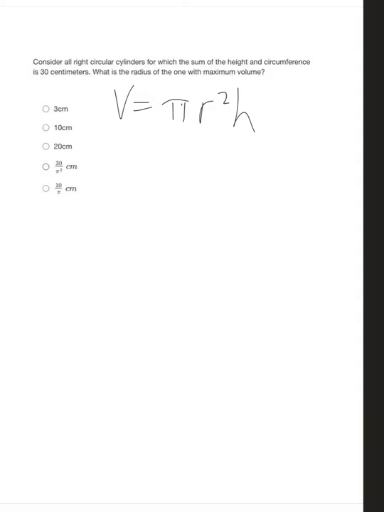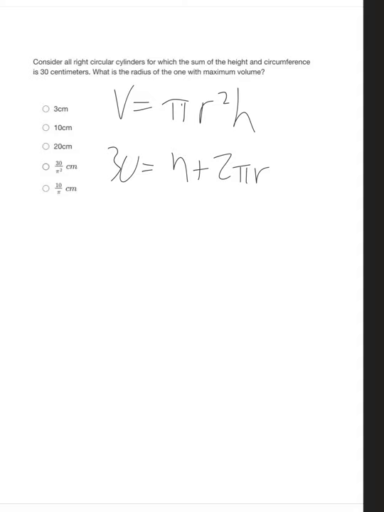I have to optimize. Once again, I have too many input variables. I have an R and an H, not allowed. In the problem, though, it says the sum of the height and the circumference is 30 centimeters. So 30 is equal to H plus 2 pi R.